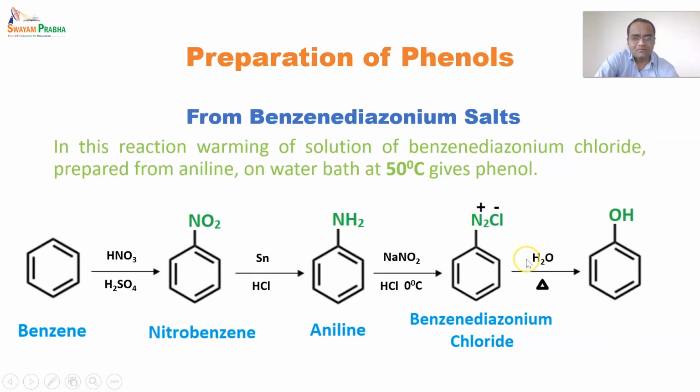Benzene diazonium chloride with water at 50 degrees Celsius forms phenol. And this reaction of sodium nitrite forms a benzene diazonium salt or chloride. This is a crucial step because it is carried out at 0 degrees Celsius, totally in ice, and it forms a benzene diazonium salt.